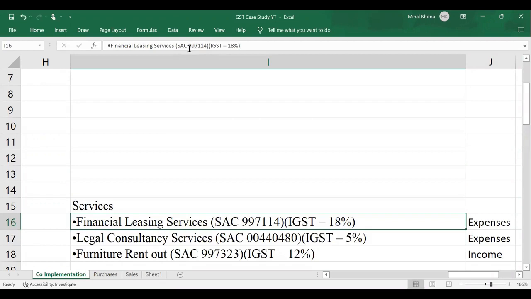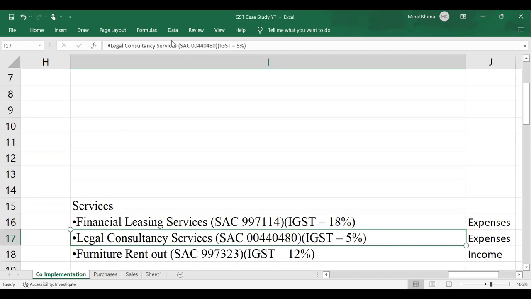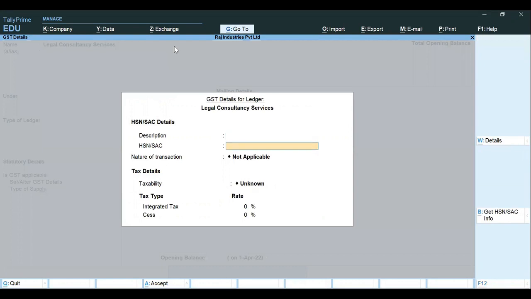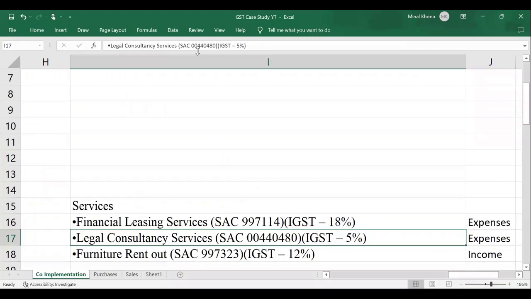What if you're purchasing the services from outside the state? So the next ledger which we are going to create, legal consultancy services. And here we are going to assume, what if you're purchasing them from outside the state, from where you're registered? This is my indirect expenses. Is GST applicable? So I'm going to say yes. SAC code, which is a services accounting code.